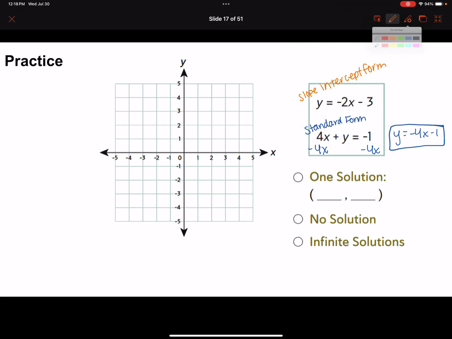So let's graph the orange line first. My first point is at negative 3. Then my slope is negative 2. So that means down 2 and then right 1. So if I go down 1, 2, I go right 1. Kind of running out of space already, so I'm going to do the reverse. I'm going to go up 2 and left 1, up 2, left 1, and so on.